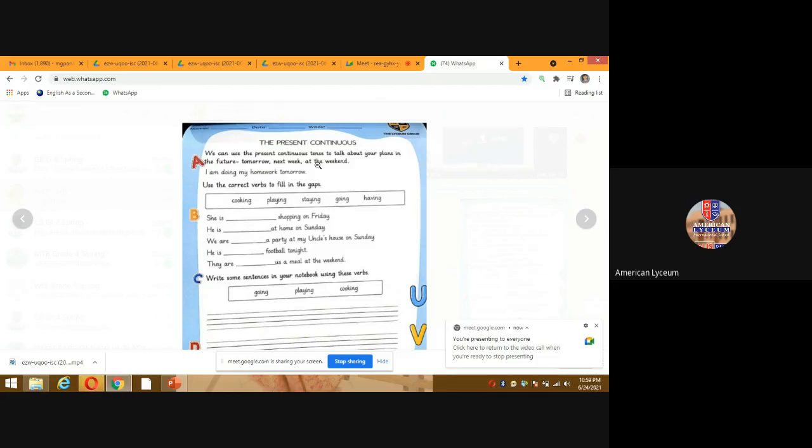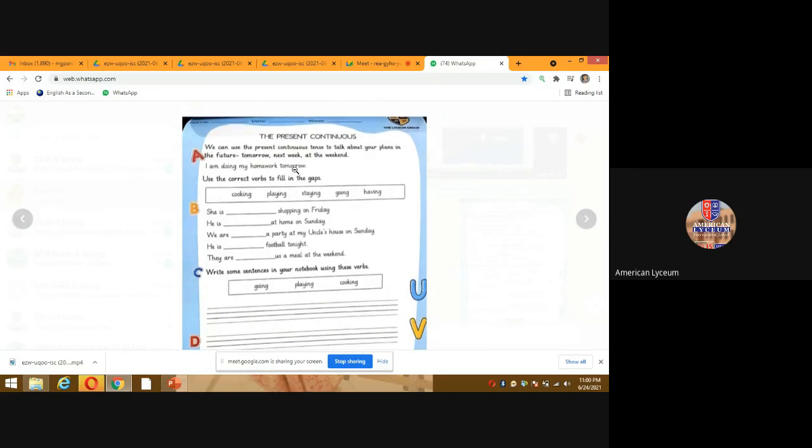Okay, class. So, I am doing my homework tomorrow, next week, at the weekend. I am doing my homework tomorrow. So it means that मैं कल अपना काम करने वाली हूँ. I homework करूँगी. So I am going to do my homework tomorrow.